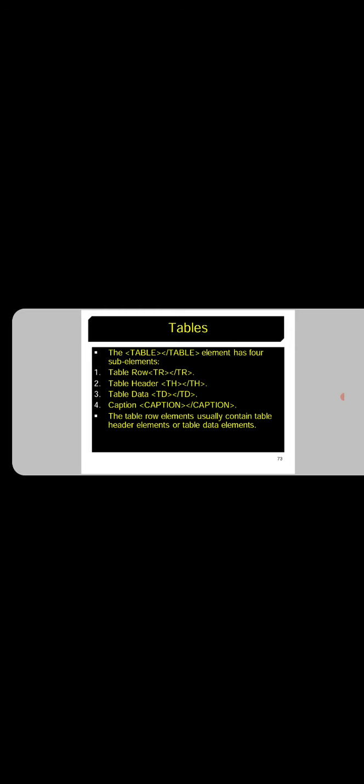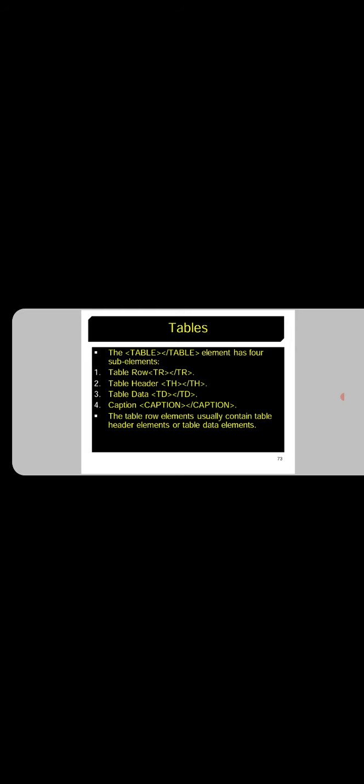Third one is table data. What is table data? The data or information which is displayed in a table is called table data. The td tag is generally used to display table data. Fourth one is caption. What is caption? The caption tag is generally used to give captions to tables.